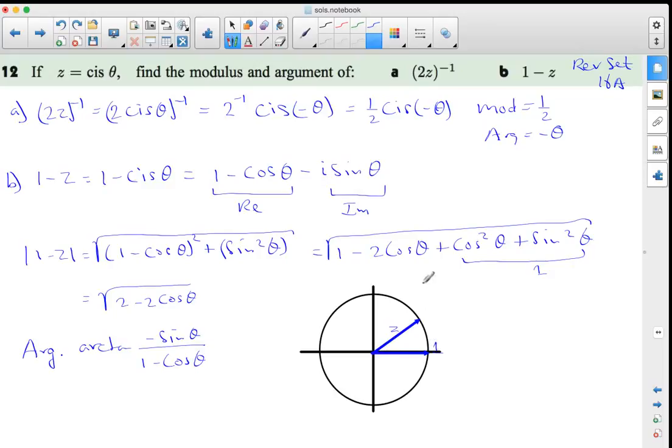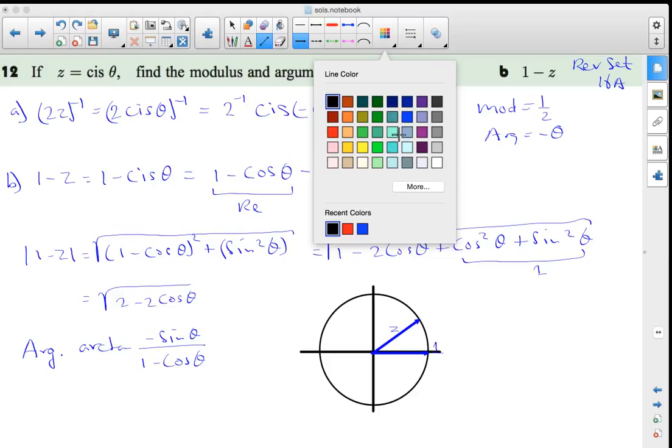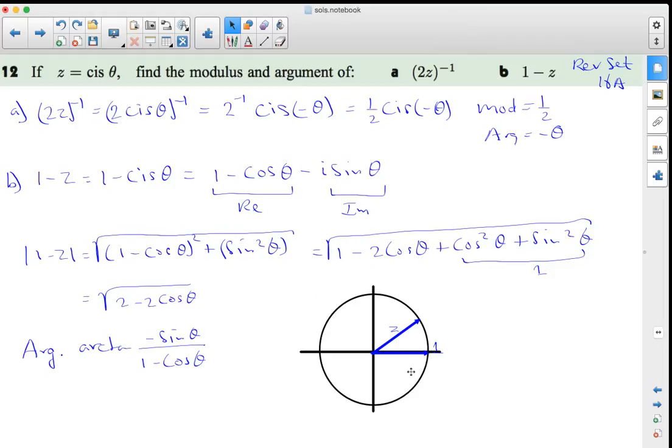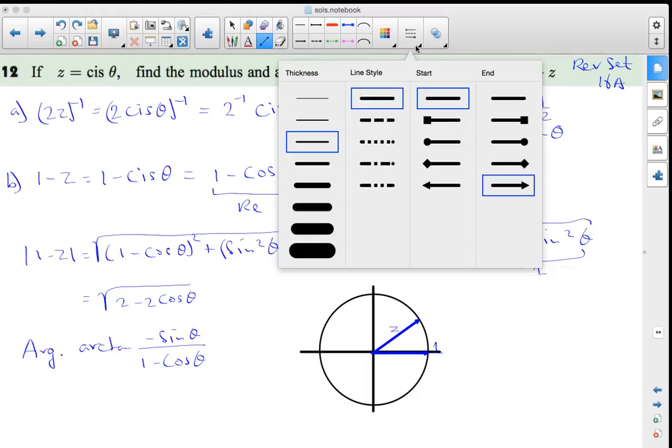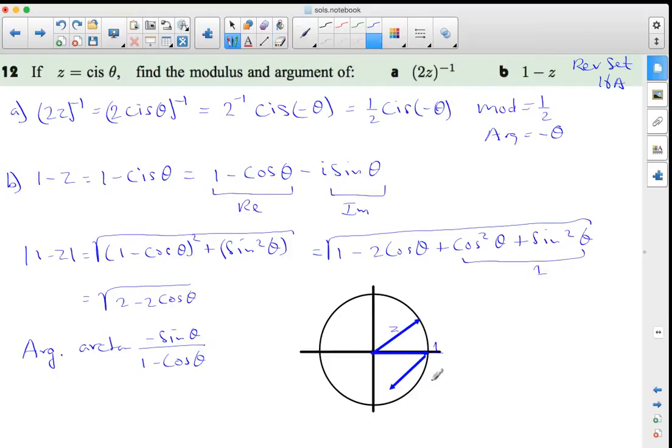So 1 take away z in vector terms is going to be that vector there. So it's 1 and then a negative z on it. So the resulting vector, the vector that we're actually after, is that one there, the black one.